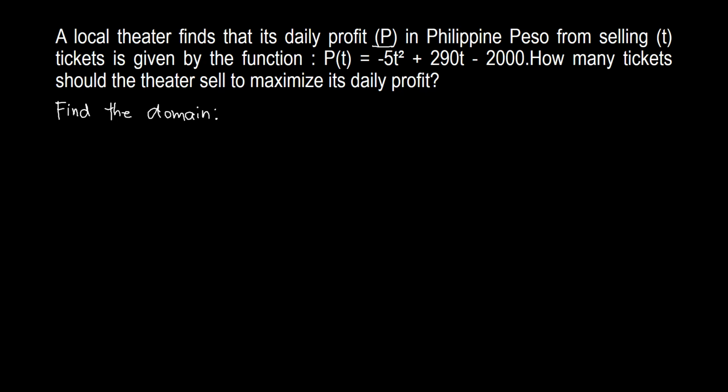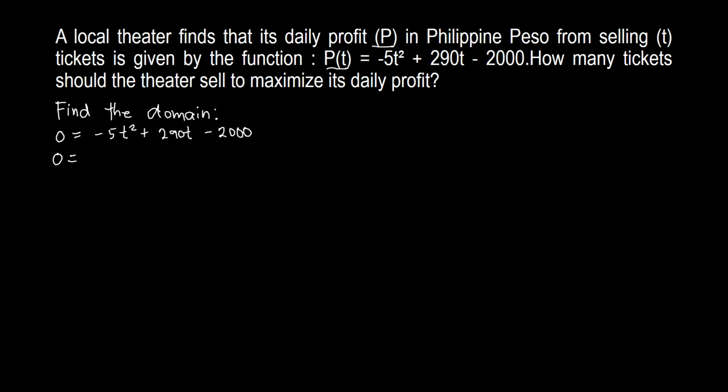So finding the domain, we are going to set our P of T to 0. That will be equal to negative 5T squared plus 290T minus 2,000. Noticing that all of the terms have a common factor, which is 5, we'll be factoring out negative 5 so that it will be a lot easier for us to solve for t.